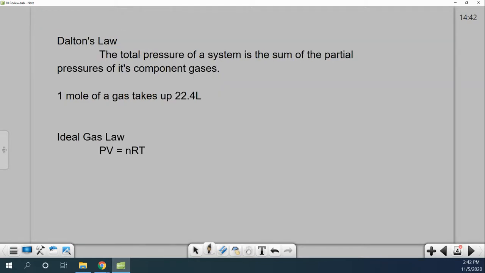Lastly, we looked into Dalton's law, which is talking about partial pressures. So the total pressure of a system is the sum of the partial pressures of its component gases. So if I had the pressure of gas 1, the partial pressure of gas 2, and the partial pressure of gas 3, I've got 3 different gases with 3 different pressures all in the same container. My total pressure of the container is just these 3 added together.